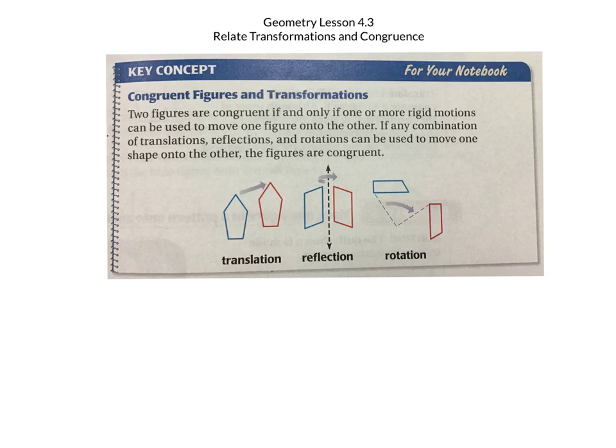Reflection, it reflects across an axis, like across the x-axis or the y-axis usually. And then a rotation, you have a point and it rotates around that point. Okay, and we're going to go into detail on these, but those are the three basic transformations you're going to learn about. So, let's look at example 1.